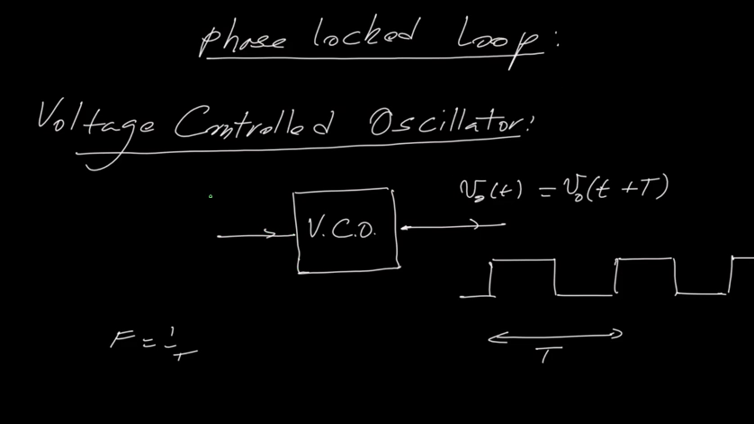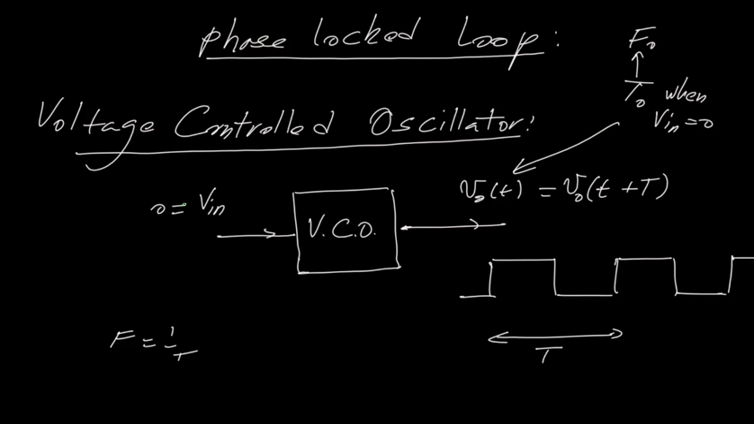The VCO has a DC voltage that goes in. Here's how the VCO works. If this input is equal to 0, then it will output at a period, let's call it T0. So T0 is the period of the output of the VCO when Vin equals 0. T0 means that it has a frequency F0.